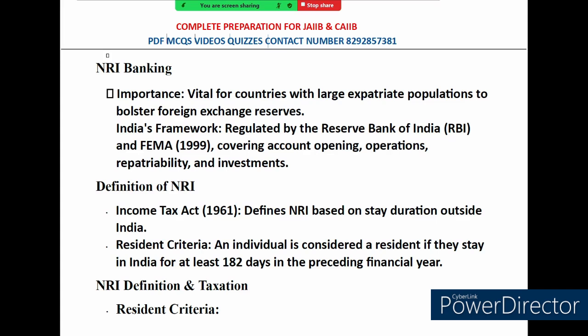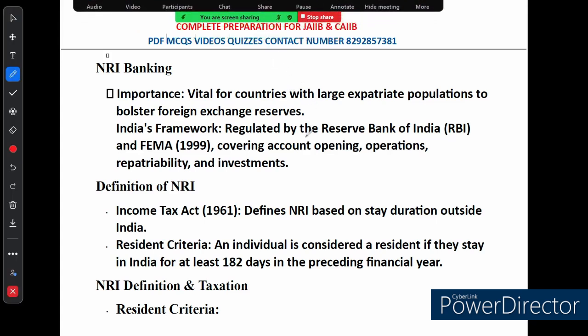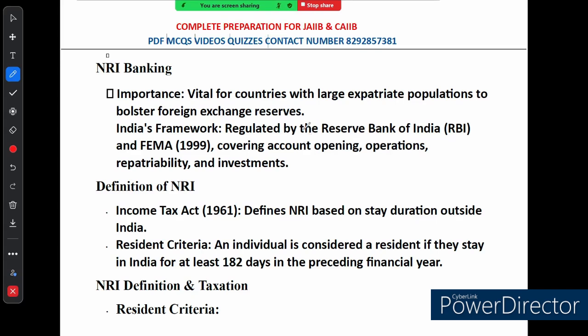So let's dive in. First things first, why is NRI banking so important? Well, it is vital for countries like India that have a large number of people living and working abroad. You see, these non-resident Indians, or NRIs, send money back home to their families and invest in Indian businesses. This helps boost India's foreign exchange reserve. These foreign exchange reserves are like a big savings account for the country. More foreign exchange reserve means more economic stability and growth for India. So that's why foreign exchange reserve plays a crucial role in the development of an economy.